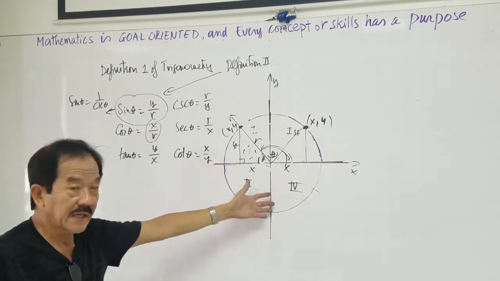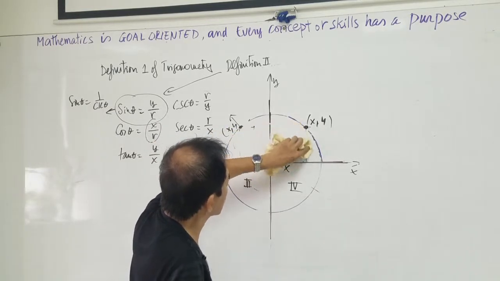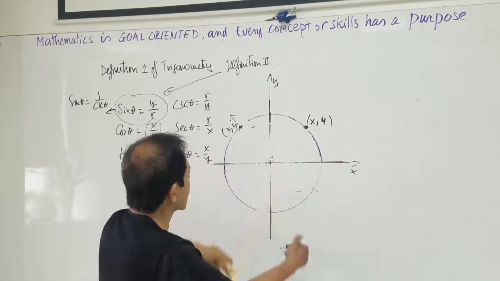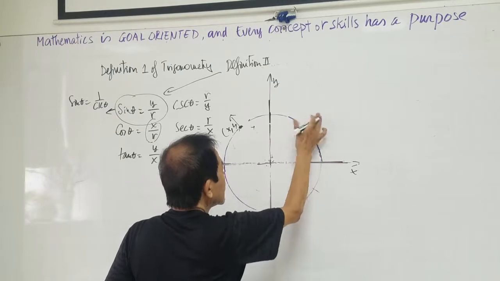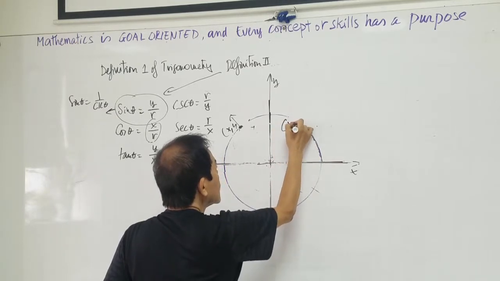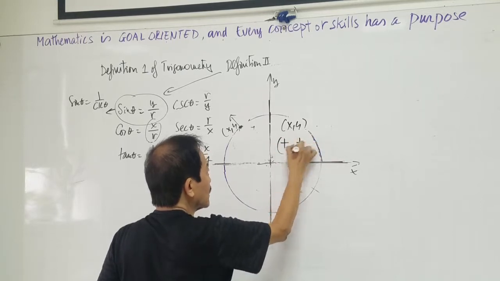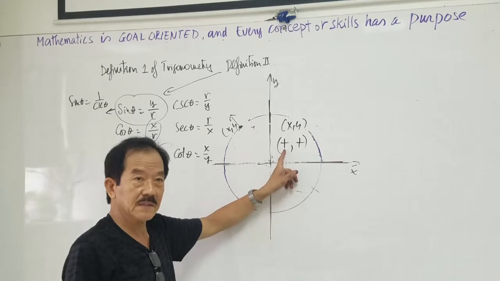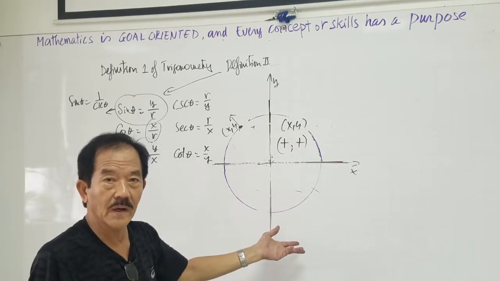So now, I suggest you use this method to remember which function is positive or negative in what quadrant. The best way is to remember the coordinate of x and y. In quadrant 1, any point x and y, x has to be positive, also y positive, right? And tangent equals y over x, cotangent equals x over y. Therefore, all of them are positive in quadrant 1.